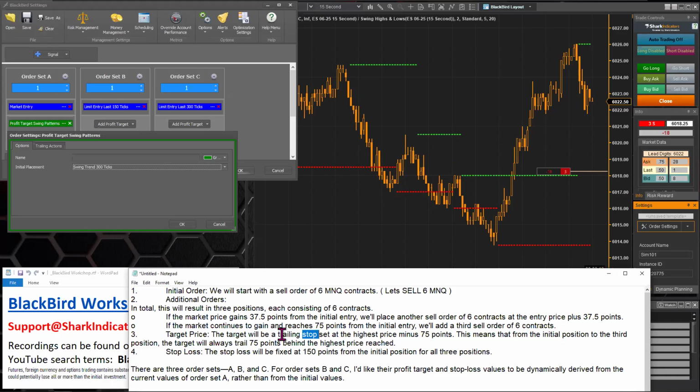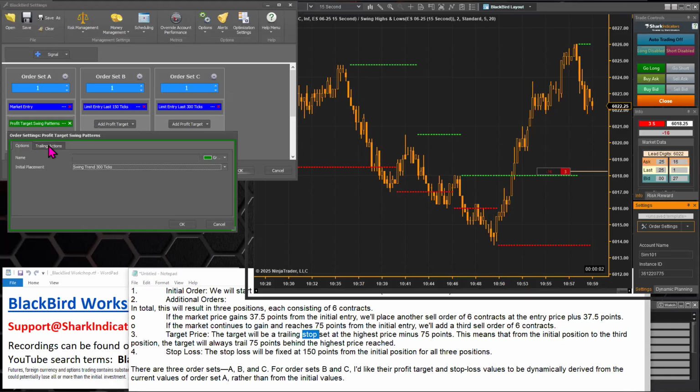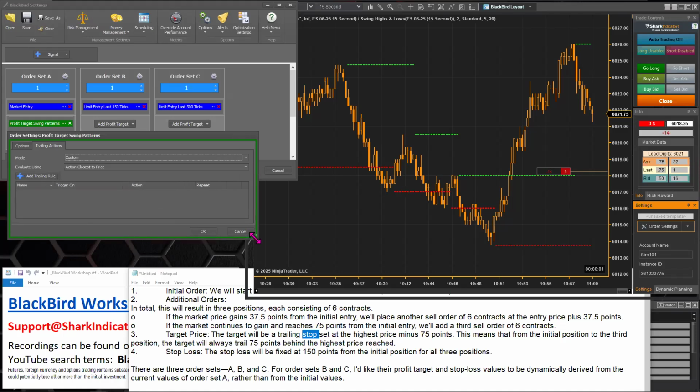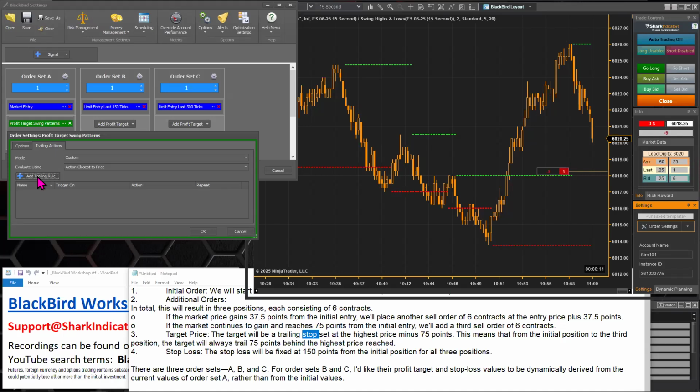But so we have a trailing going on here. All right, so let's go to the trailing options here. And let's enable the trailing. All right, let's add a trailing rule.